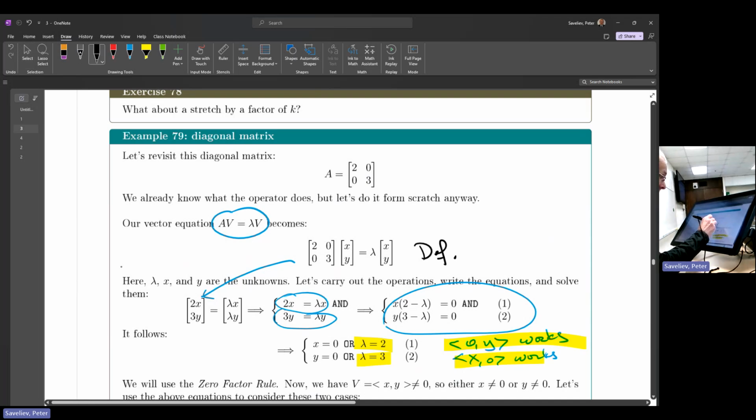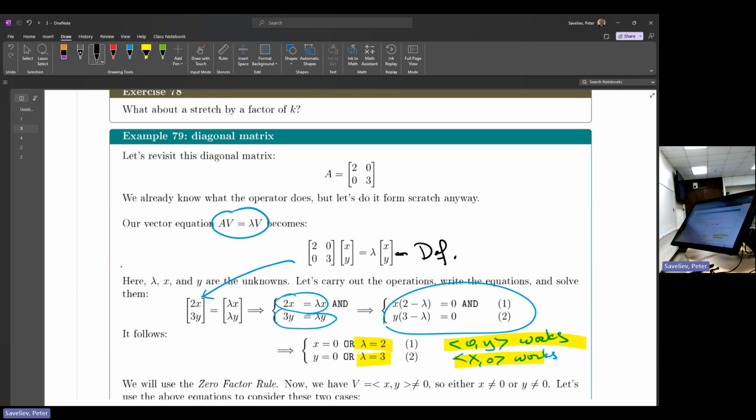I'm writing the definition of eigenvector and eigenvalue. Lambda needs to be found, x and y need to be found, three numbers. And we can factor it out because there are a bunch of zeros. So factoring solves the problem, and so two equations, both of them have to be satisfied. The only way for that to happen is this: if lambda is equal to 2, then y has to be equal to 0. If lambda is equal to 3, then x has to be equal to 0.